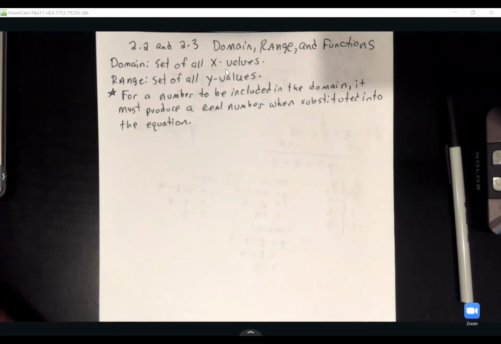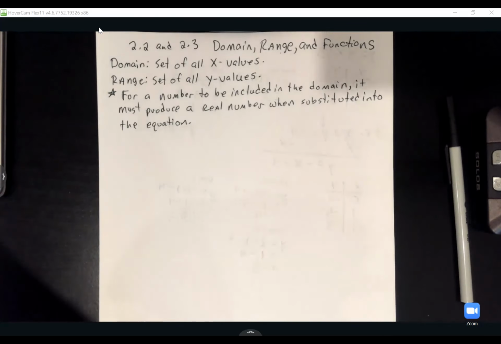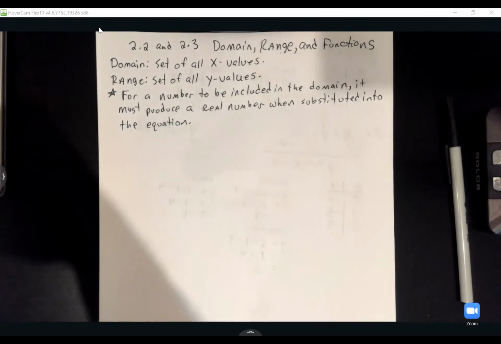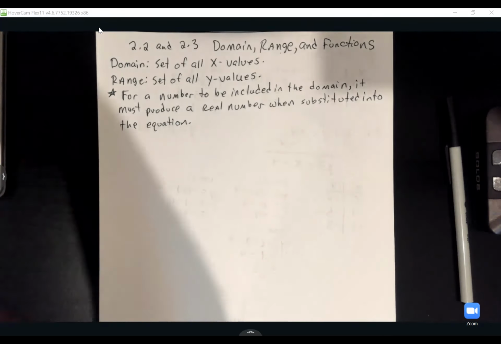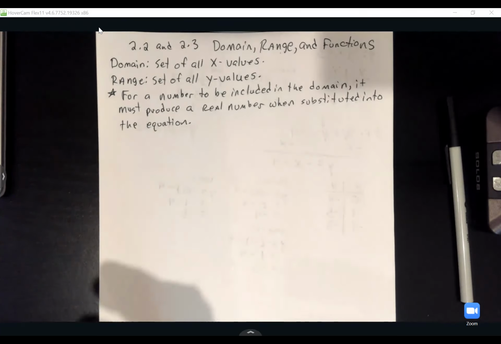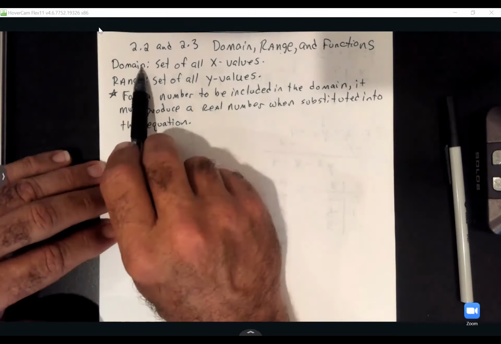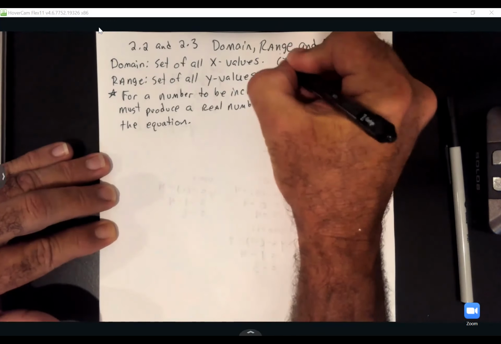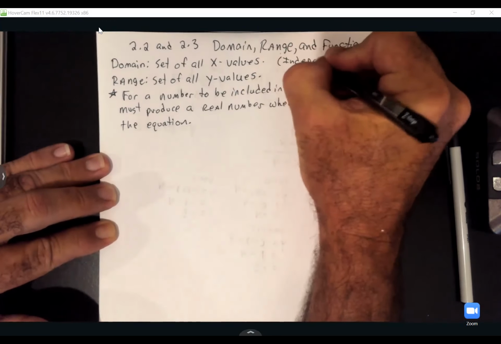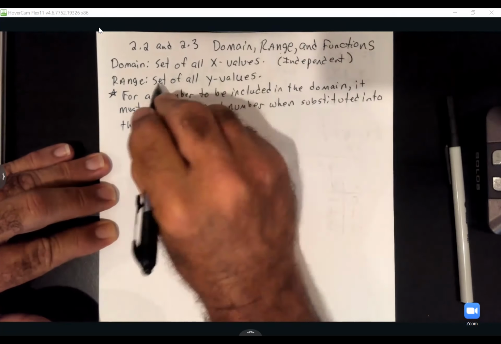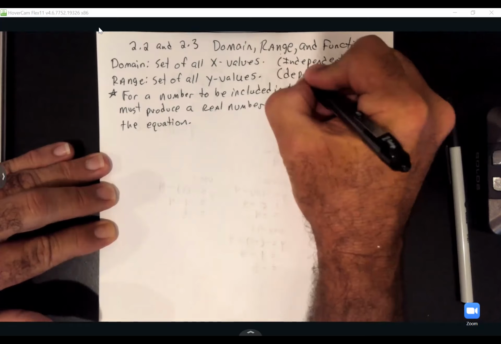Your domain will be all the hours that you work. Okay. Your range is going to be all the values of your paychecks. So if you work 40 hours, your paycheck will be a certain Y value. If you work 20 hours, your paycheck will be a certain Y value. So notice that those range values depend on those domain values, okay? So we often call the domain the independent variable. And we call the range the dependent variable.